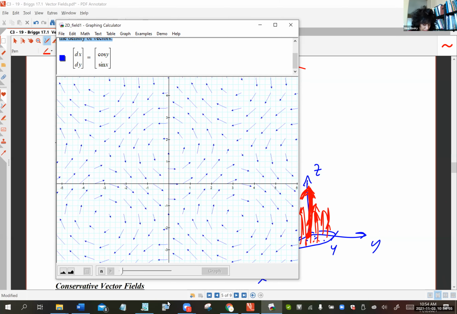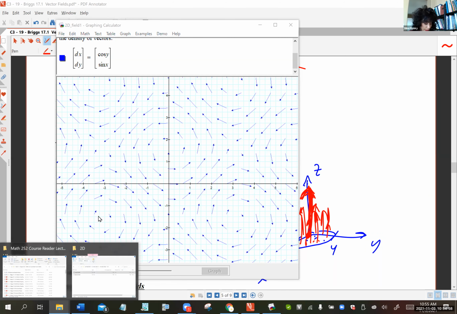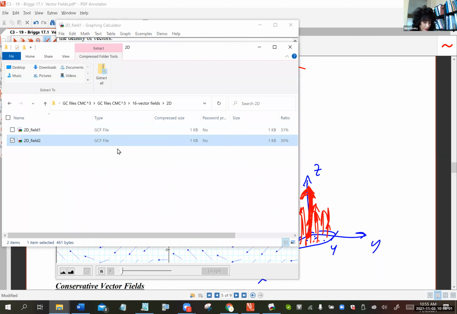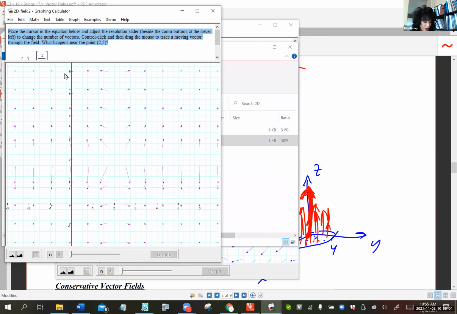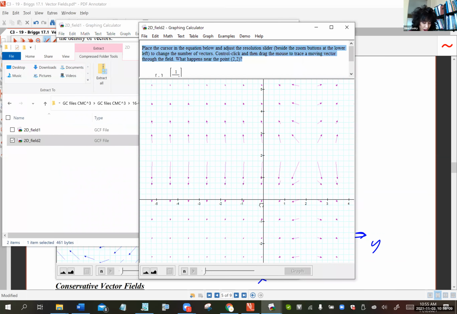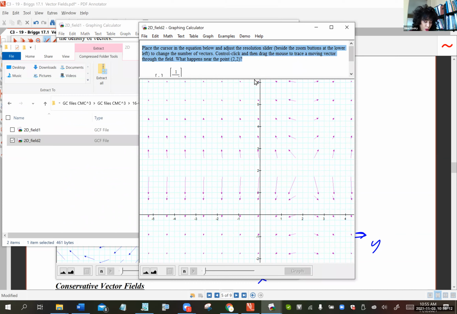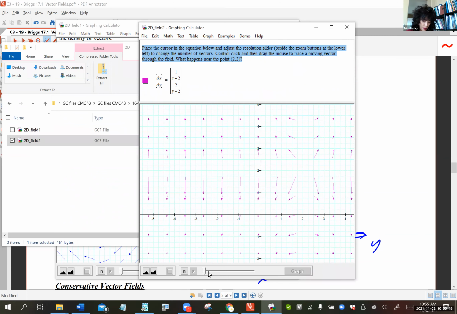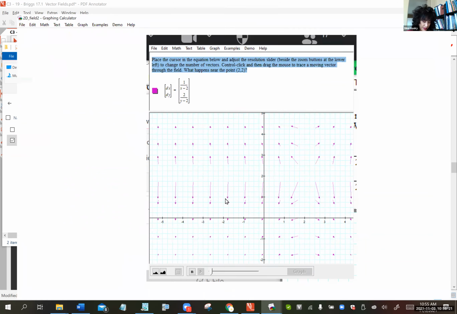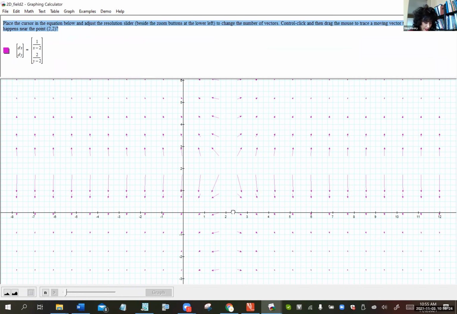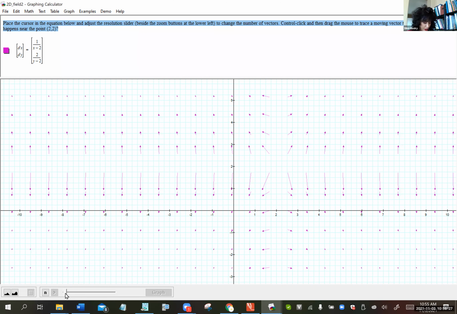And I have another one for you. Let's see if I can pull it up for you. So this 2D vector field is kind of odd. It's not your usual. Place the cursor in the equation below and adjust the resolution slider. Let's see if we can do this. So here's a 2D vector field. Interesting. And it's got some animation built into it. No, it doesn't. It doesn't work. Now I can't make it move. Ah, too bad. All right, so this vector field's a little bit odd.